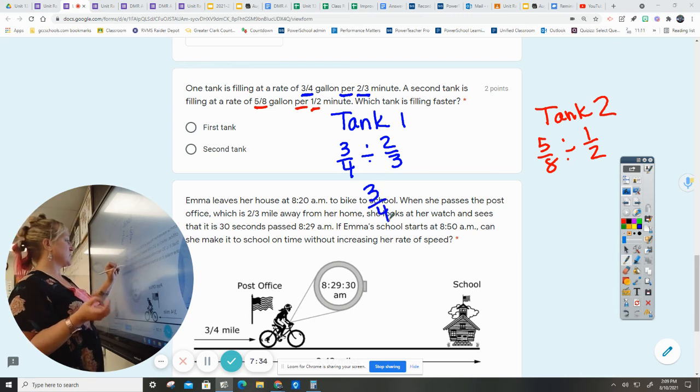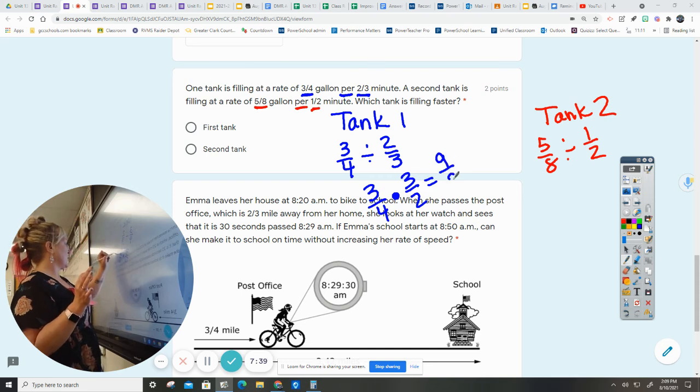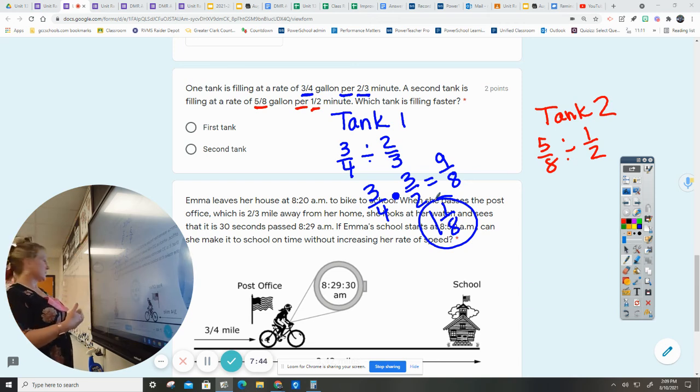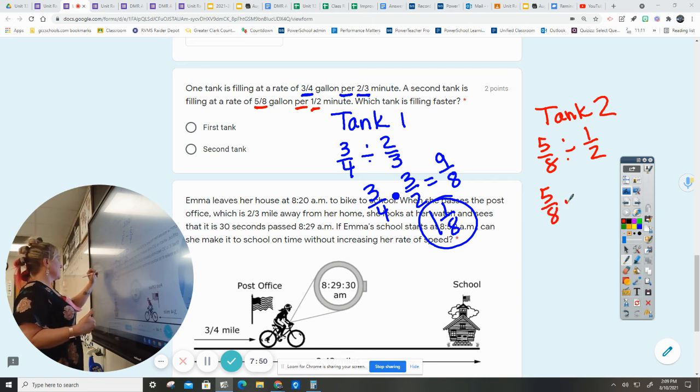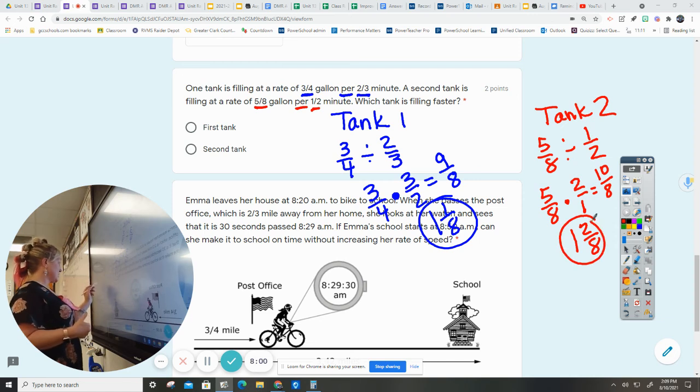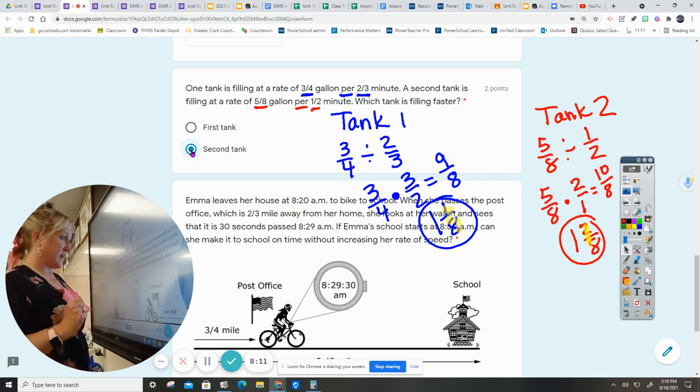Okay, so 3/4, keep, change, flip. I get 9/8, which is the same as 1 1/8. Got it. Okay, do the other one. Keep, change, flip. That's 1 2/8. Well, I know that 2/8 is bigger than 1/8. So that tells me the answer is the second tank.